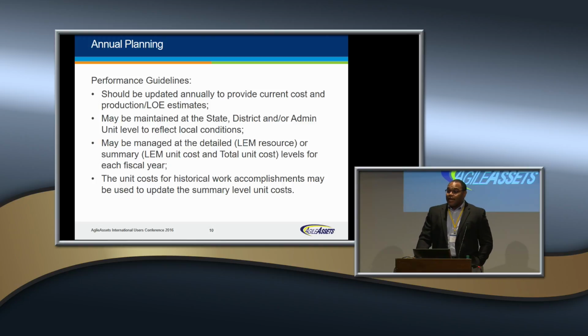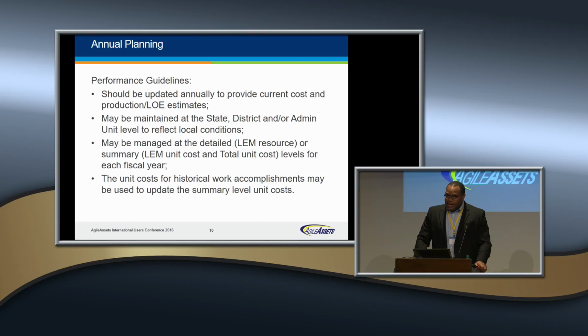Now, your performance guidelines may also be managed at a detail level. I can have the specific class codes for labor, equipment, and material that are being used to execute the work. Or I can manage them at a unit cost level, where we're basically just saying that we need to perform a unit of work. Here's going to be the unit cost for labor, equipment, and material.